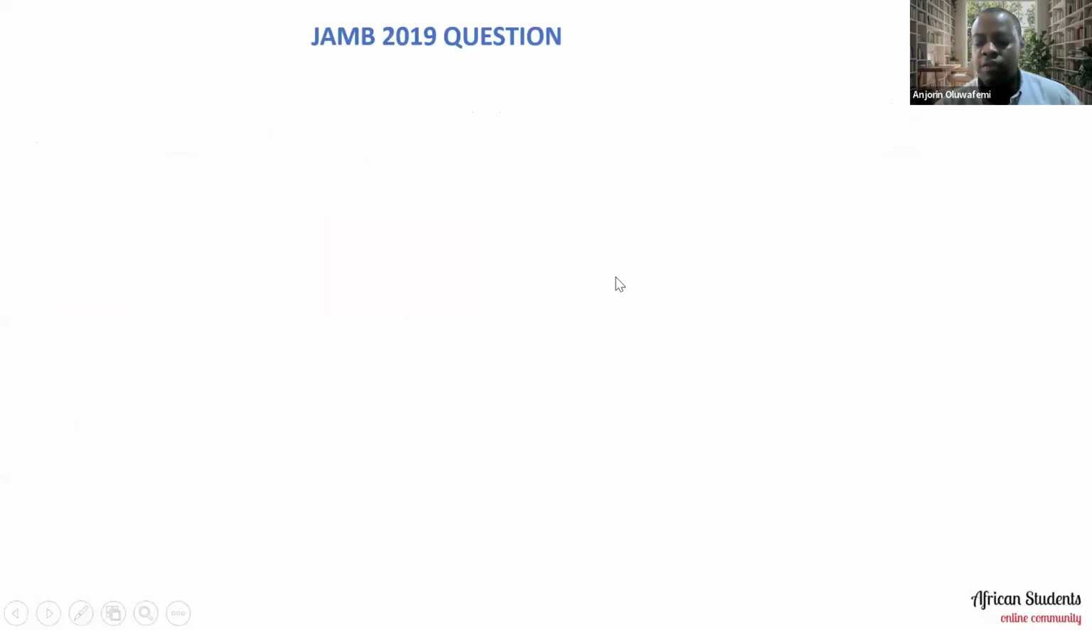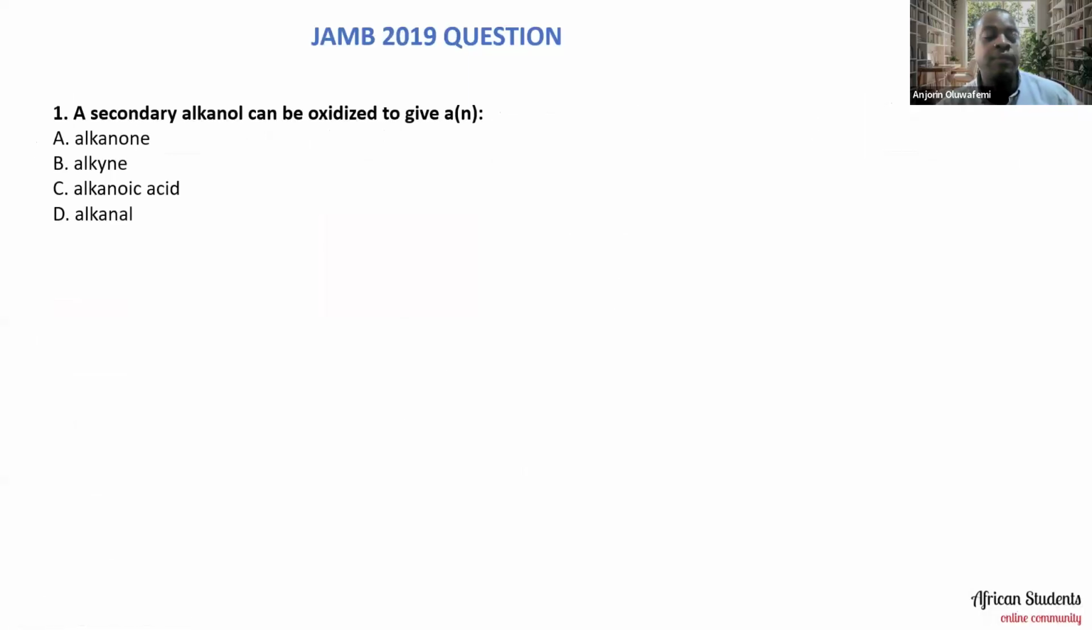Okay, so let's start again from question one. It says a secondary alkanol can be oxidized to give: is it alkanone, alkyne, alkanoic acid, or alkanal? The answer to this question is actually option A, alkanone.